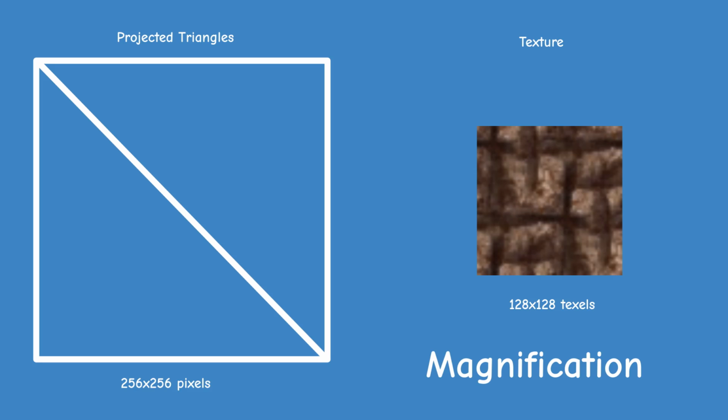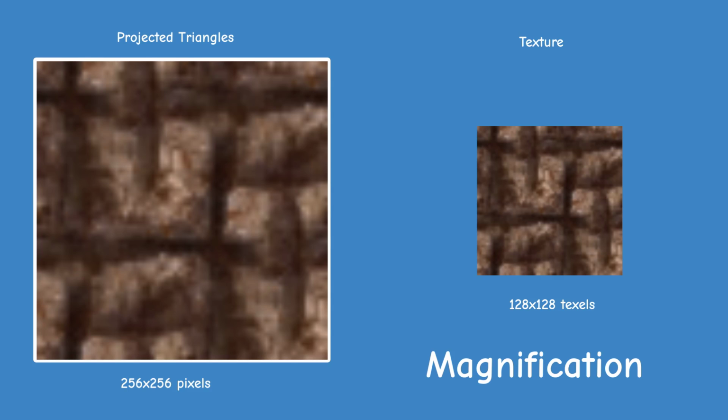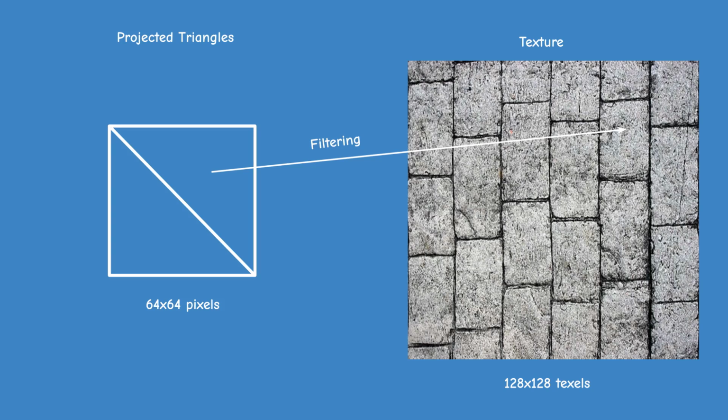As the triangle becomes closer to the camera, its projected size grows larger. Using the same example with a texture with 128 width, if the width of the projected triangle is 256, it means that we have 2 pixels per texel. In this case, we can't achieve a high fidelity with a rendered triangle unless we use a larger texture. More on this later. The process of choosing a color for a pixel through texture mapping is called filtering.